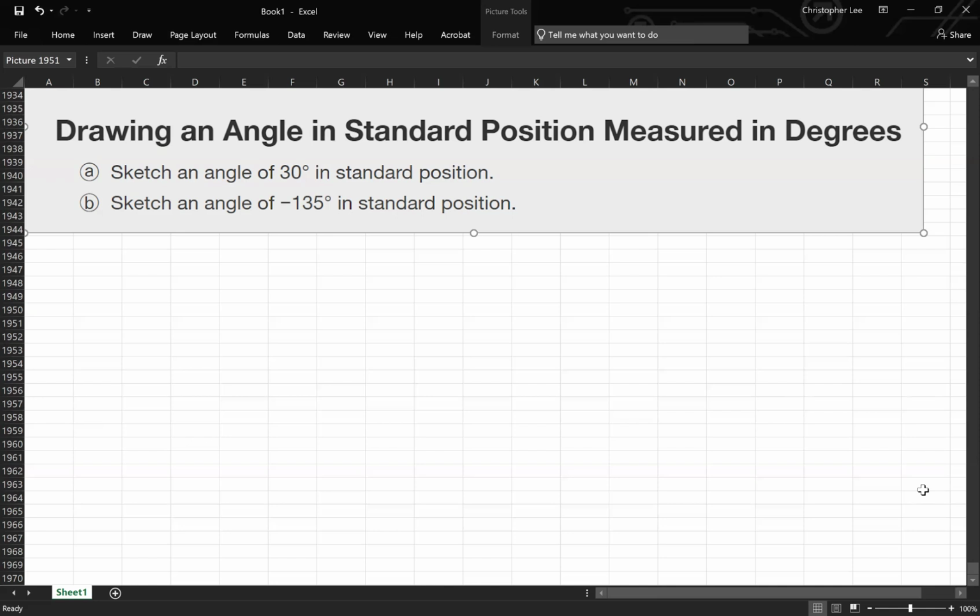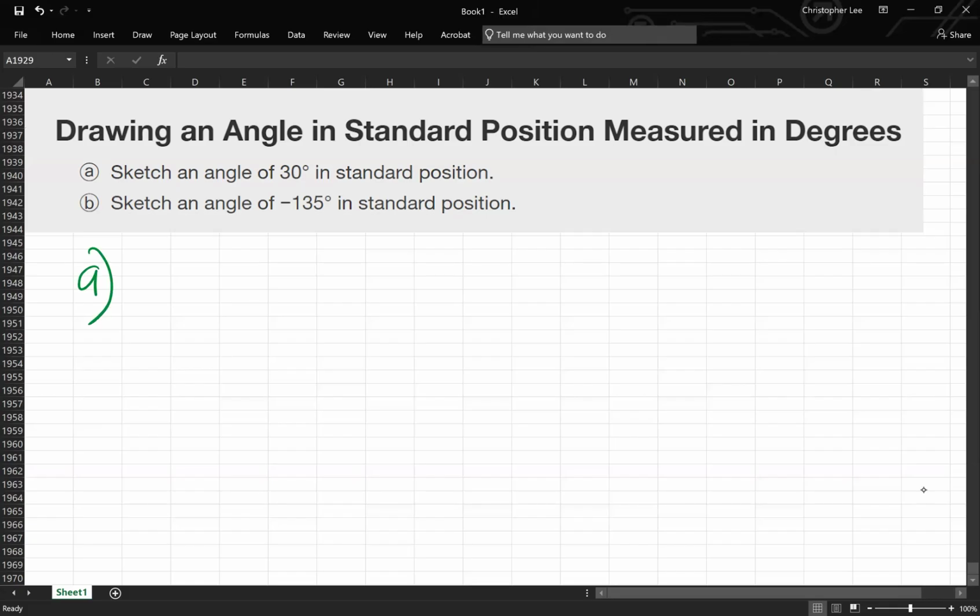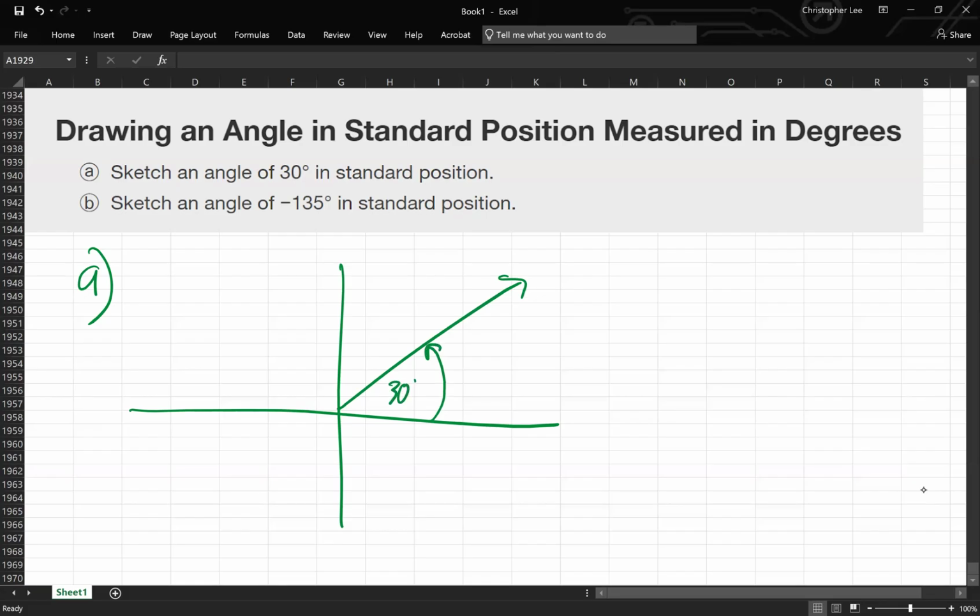So let's look at A. A says sketch an angle of 30 degrees in standard position. Here you go. You have your XY plane right here. Bam, a little line in between. And I'm telling you that this angle right here is 30 degrees. I'm done. That's it. Any questions on that? You good? Just draw it.